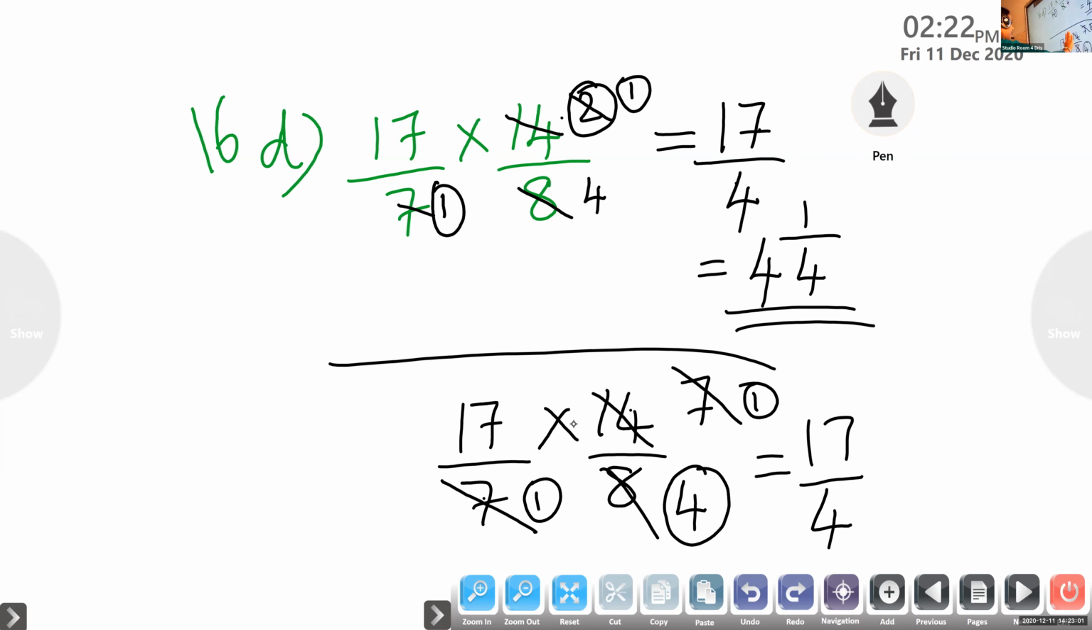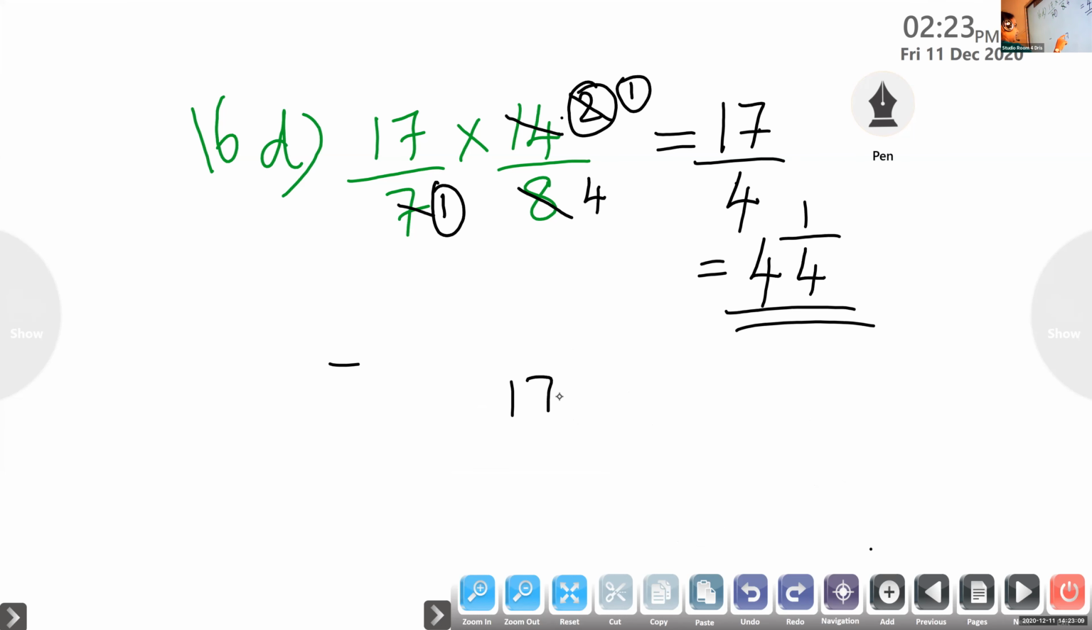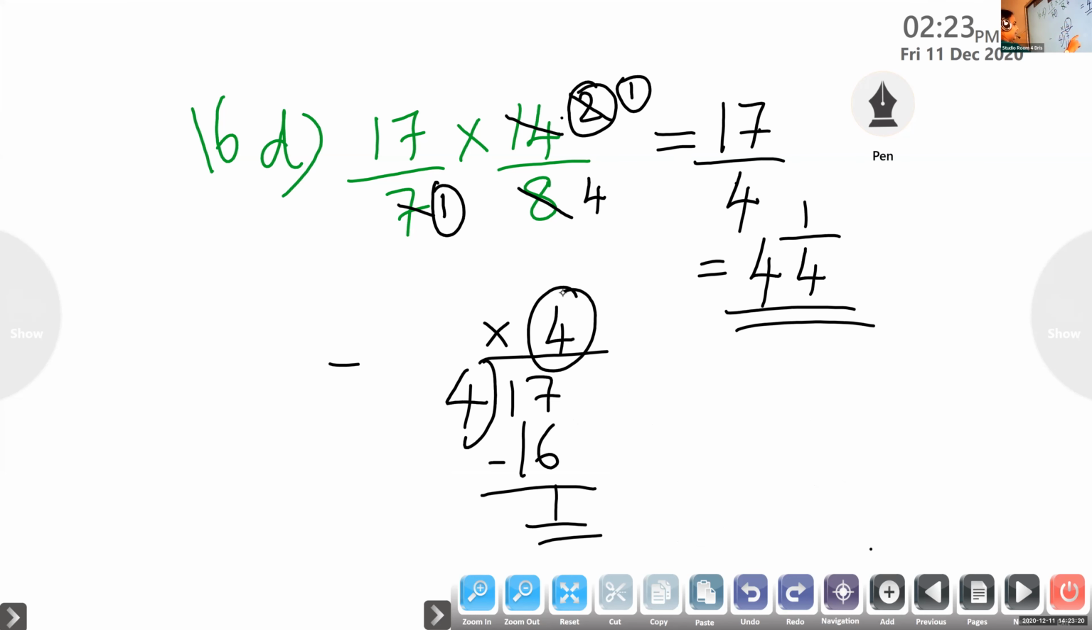I hope you have finished. So those children who have doubt, what will they do? 17 divided by 4. You will check in the multiplication table of 4. 4 into 4, 16. What is remaining? 1. 4 can be written as the whole number. 1 is the remainder, and this 4 is the denominator here. 4 and 1 by 4.